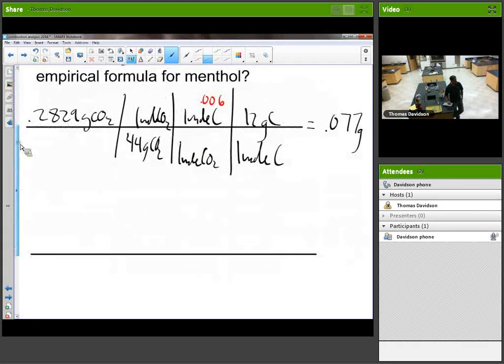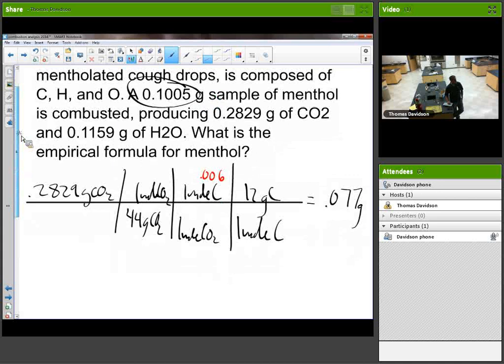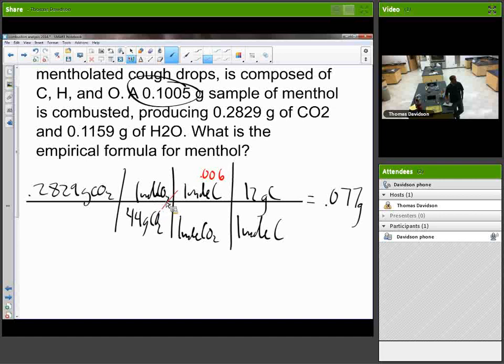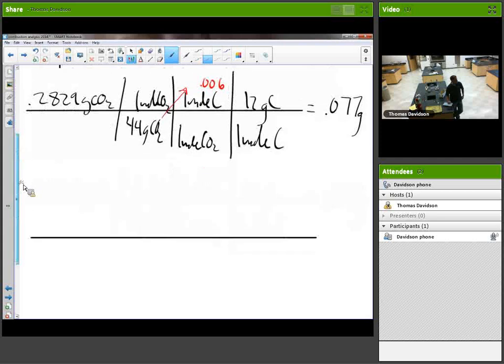Then my water. That's this divided by 44. And it's just to save me, because I'm going to need that number in the future. That's the number I'm going to divide by. It's the number I'm going to use when I divide the others by the smallest number. All right, 0.1159. And that's grams H2O.